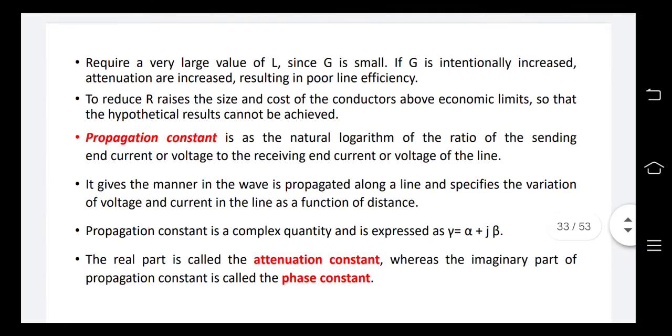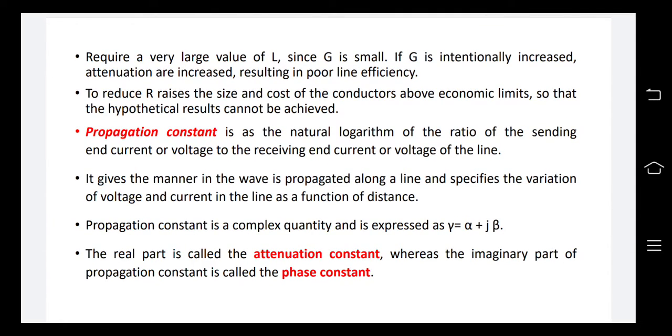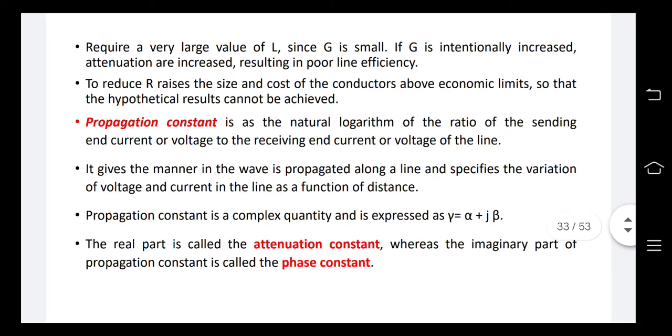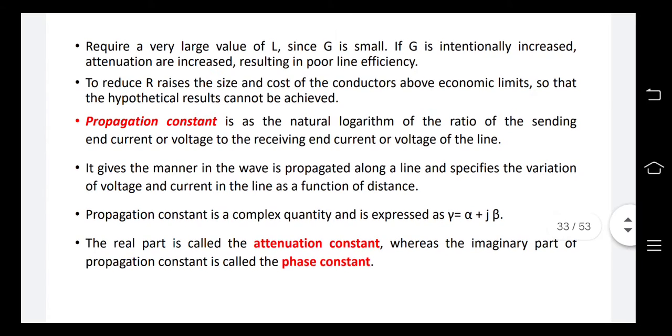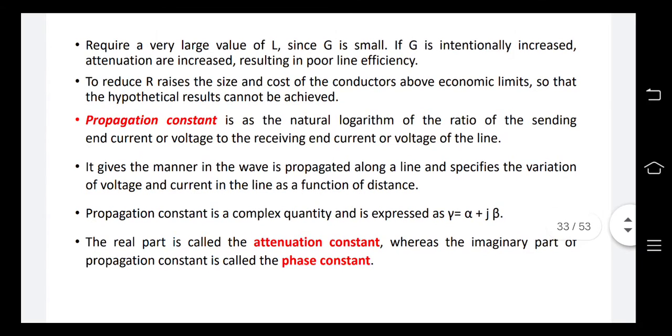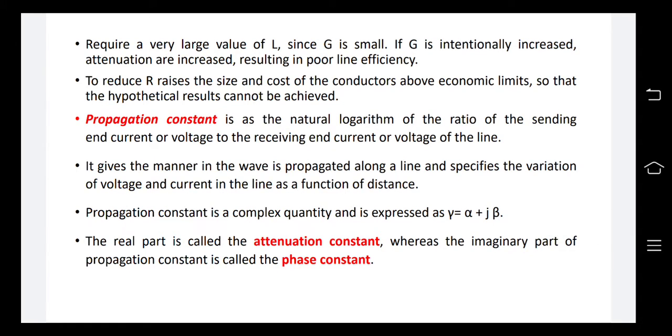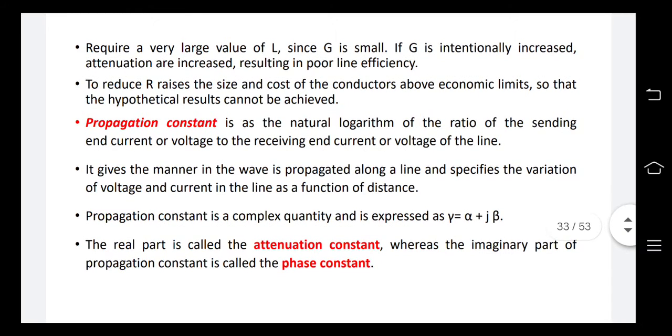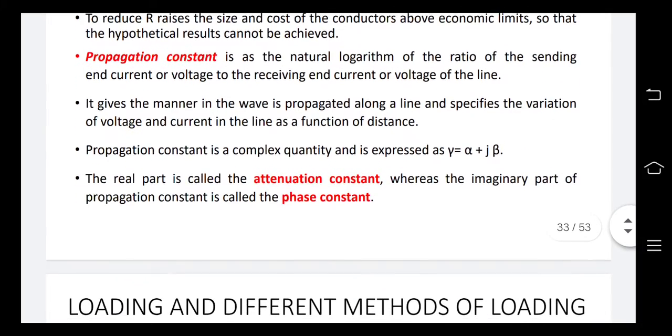The propagation constant is the natural logarithm of the ratio of the sending end current or voltage to the receiving end current or voltage of the line. It gives the manner in which the wave is propagated along a line and specifies the variation of voltage and current in the line as a function of distance. The propagation constant is a complex quantity and is expressed as gamma equals alpha plus j beta. The real part is called the attenuation constant, whereas the imaginary part is called the phase constant.